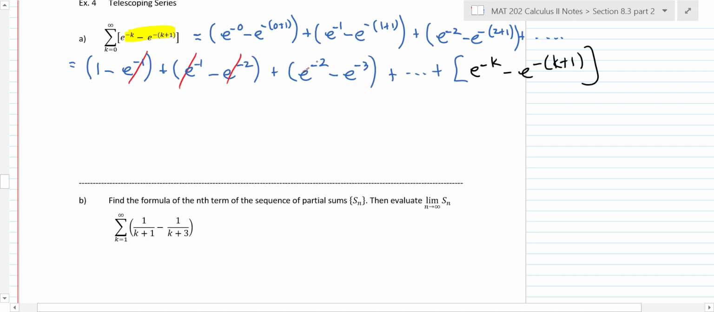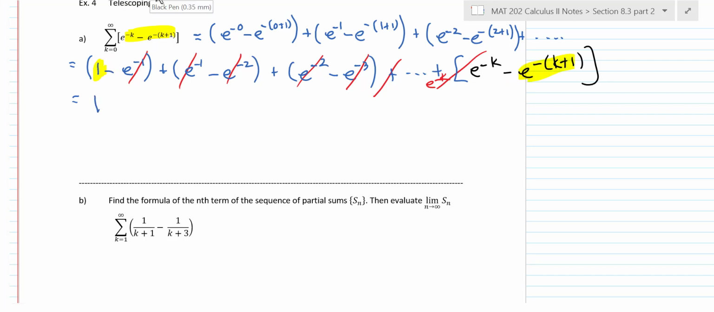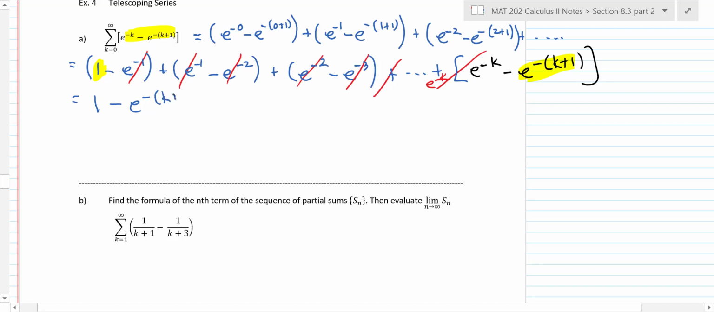That cancels, that cancels, that cancels. You would have an e to the negative 3 in the next term, and then you would eventually make it up to e to the negative k, which would cancel that. So what you're left with is the first term, and you're left with this very last term here. So what you're going to be left with is 1 minus e to the negative k plus 1.